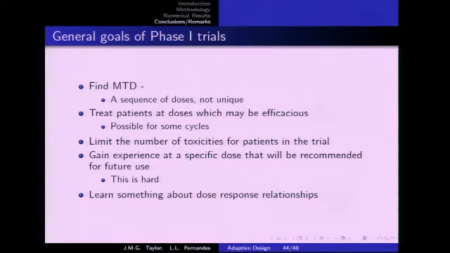Another point, as I said earlier, is that you want to gain experience at a specific dose that will be recommended in the future. That's a real issue here. If I'm bouncing around doses to try to learn something, it's hard at the end of the day to end up with experience on the schedule I'm going to recommend. Actually, none of the patients in the trial are quite likely to have the schedule I'm going to recommend. So the way they do that now is just to define an expansion cohort. You tag on 10 more patients at the end and you run them on the schedule you recommend, and you probably do learn something about the dose response here.